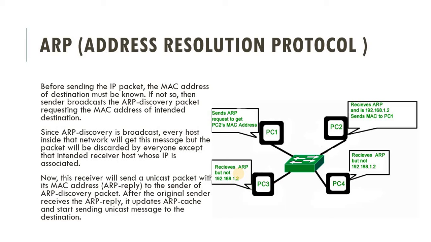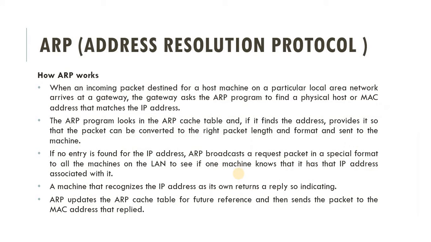Now this receiver will send a unicast packet with its MAC address to the sender of the ARP discovery packet. After the original sender receives the ARP reply, it updates its ARP cache and starts sending unicast messages to the destination. So after receiving the MAC address, it updates its ARP cache, and then unicast messaging is started to the destination PC. Now, how does ARP work?